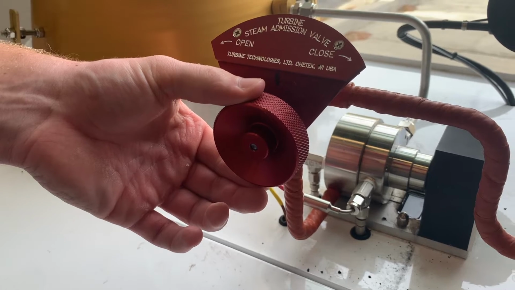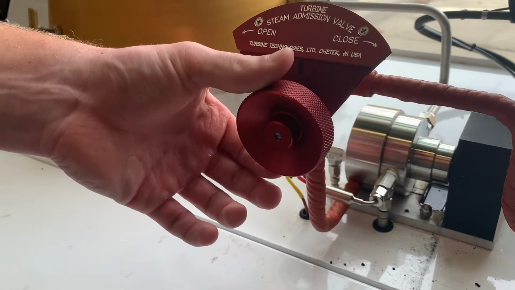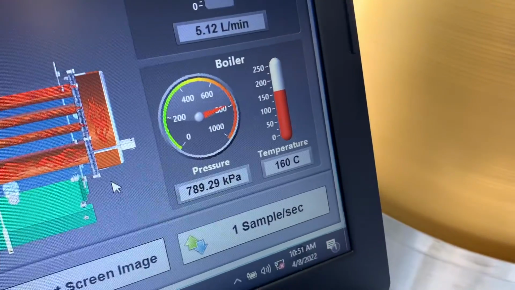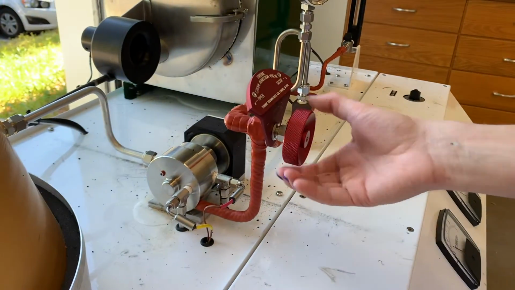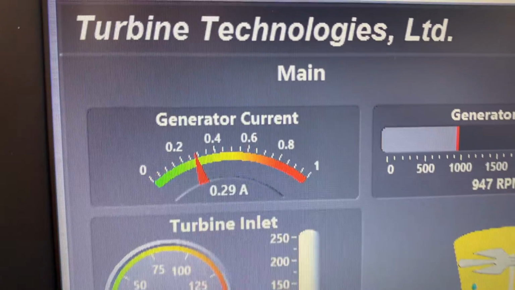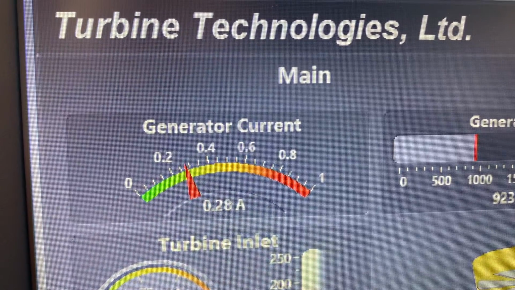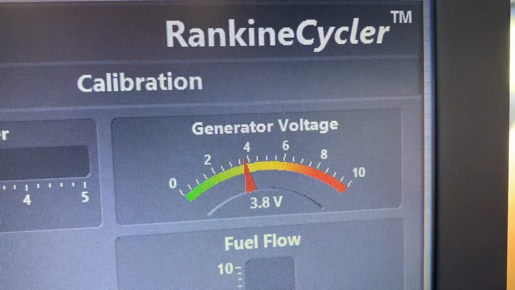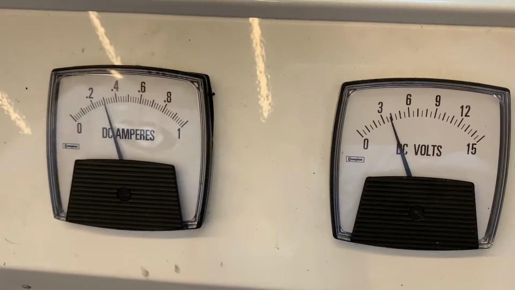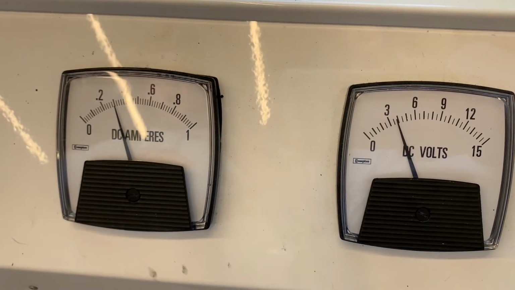Perfect timing. Our system pressure just hit 820 kPa, which means we need to start to slowly open up our steam valve. The meter here is showing a nice reading of 789 kPa as the pressure begins to drop. To ensure our computer is getting the right data, we can compare these current and voltage meters to the ones on our system. Everything is checking out fine for this point in time, as both sets of meters are reading roughly 0.3 amps and 3.8 volts.